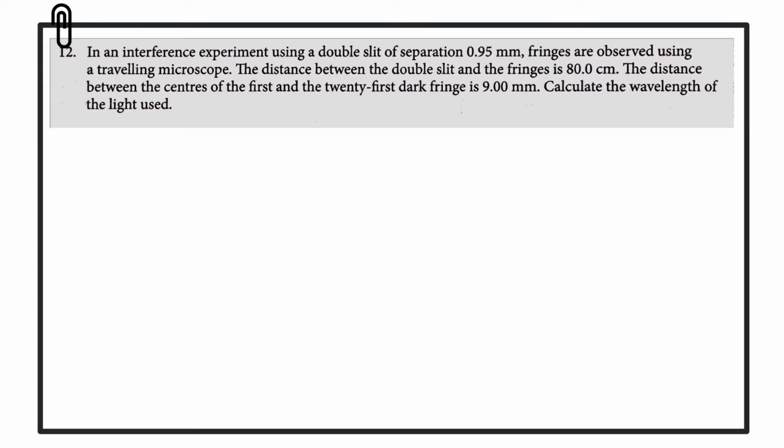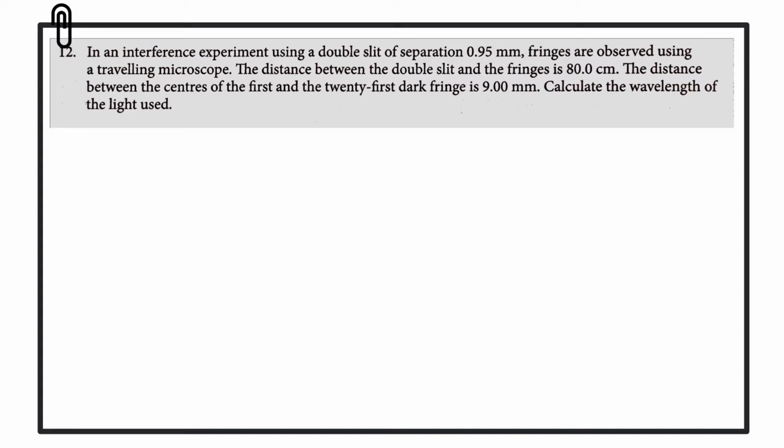Hi folks, in this video we're going to have a quick look at a calculation involving Young's double slit experiment. An interference experiment uses a double slit of separation 0.95 millimeters. Fringes are observed using a travelling microscope. The distance between the double slit and the fringes is 80 centimeters, and the distance between the centres of the first and the 21st dark fringe is 9.00 millimeters. Calculate the wavelength of the light used.